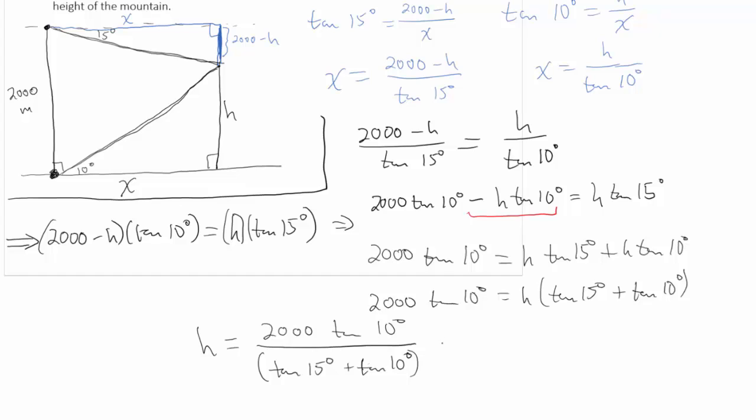And when we calculate that value using our calculator, we get that that is about 794 meters. So the height of the mountain is about 794 meters.